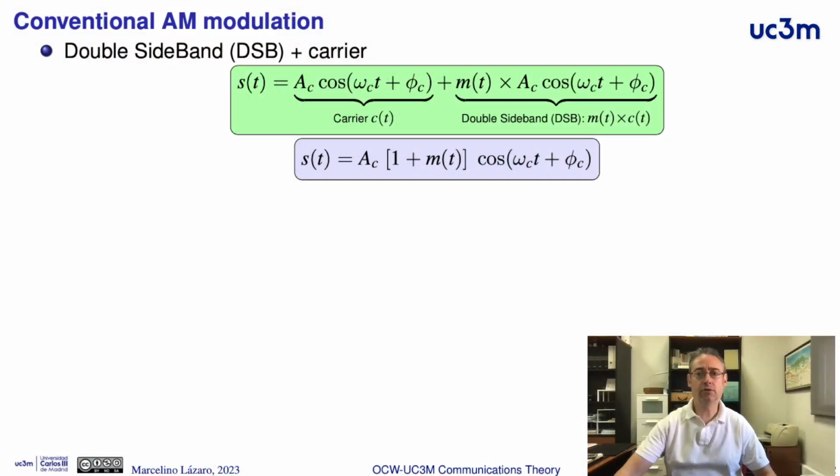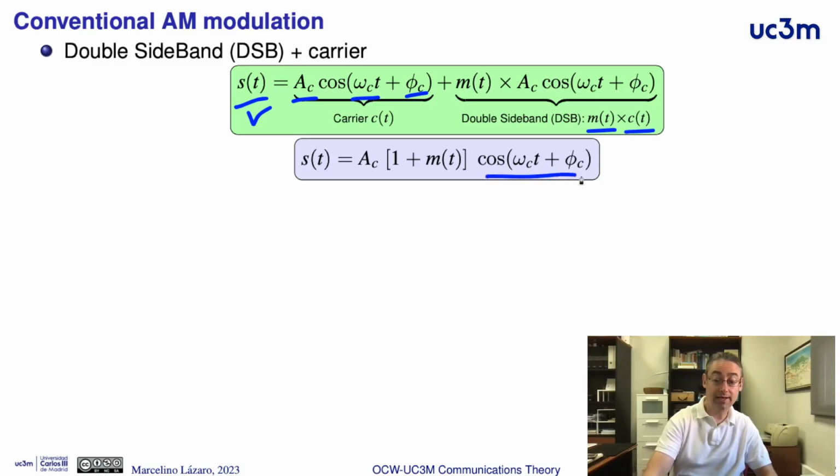In this video, we will present the conventional amplitude modulation. This modulation is also known as the double sideband modulation with carrier. And this is because in the analytical expression of the modulated signal, s of t will denote the modulated signal, we have two components. A carrier with a fixed amplitude, phase, and frequency, and a second term with the product of the modulating signal, m of t, the information that we want to transmit, and the carrier.